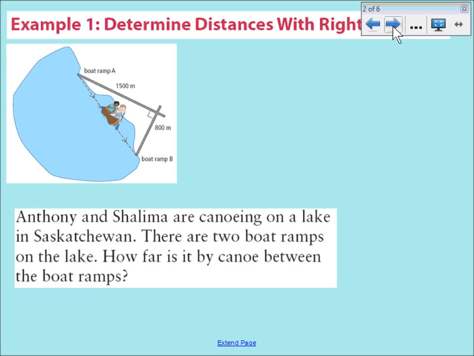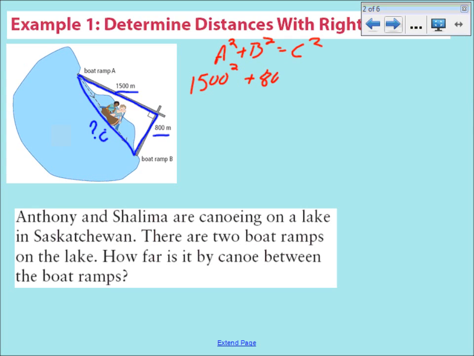Anyways, here we go. We know that this side of the triangle is 1,500 and this side is 800. We've got our triangle right here, and we're trying to find how far it is by canoe between the 2 boat ramps. So what is this right here? We'll make this c. We know that a squared plus b squared equals c squared. 1,500 squared plus 800 squared equals c squared.